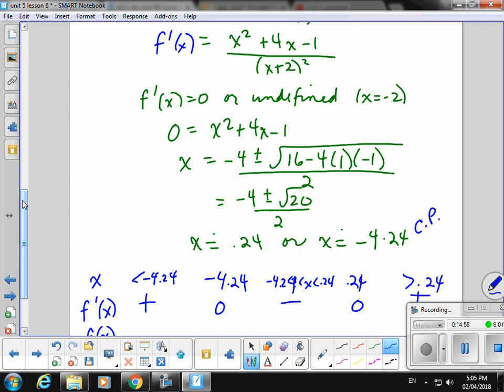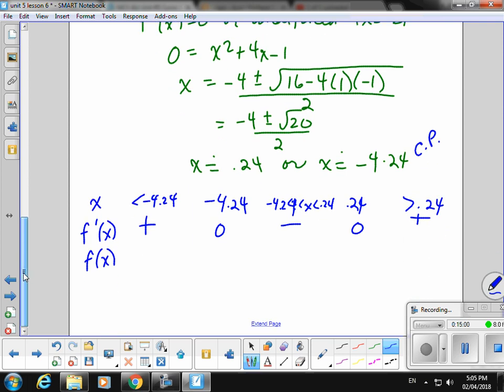That tells me about my function, knowing that there's a little funny business going on at -2, but I have increasing, I have decreasing, so this must be a maximum. I have decreasing, I have increasing, so this must be a minimum.